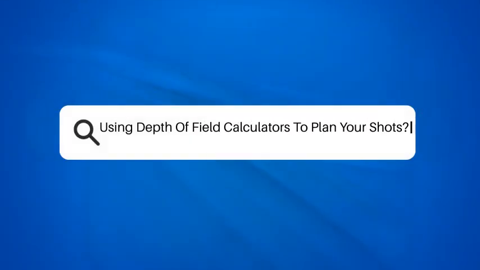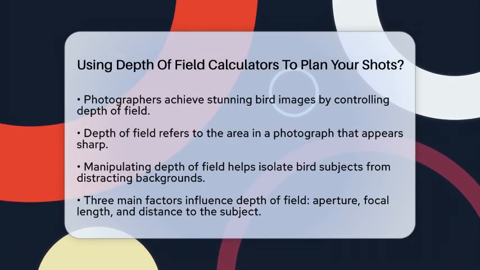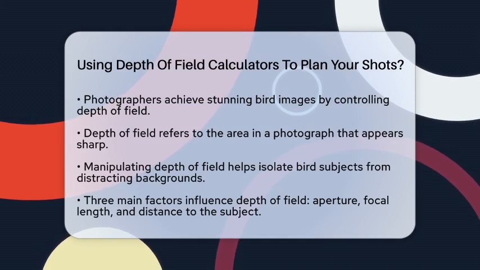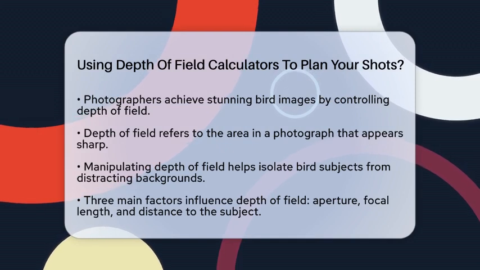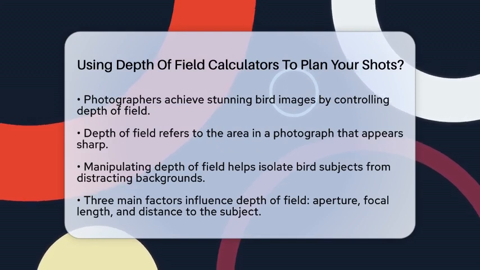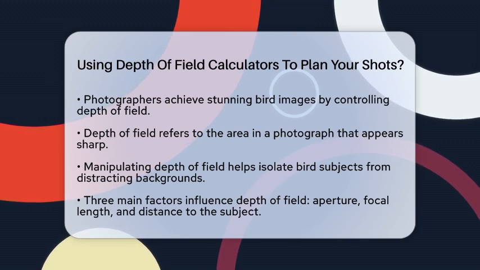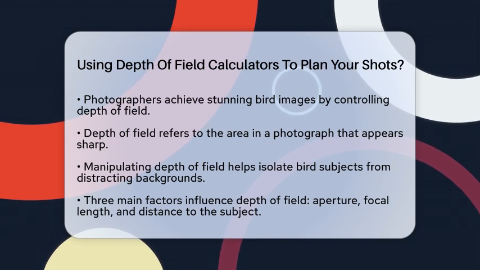Using depth of field calculators to plan your shots. Have you ever wondered how photographers capture those stunning images of birds, where the subject pops against a beautifully blurred background? The secret often lies in controlling the depth of field. Depth of field refers to the area in a photograph that appears sharp. Understanding how to manipulate this can help you isolate your bird subjects from distracting backgrounds or ensure the entire bird is in focus. Let's break down the basics.